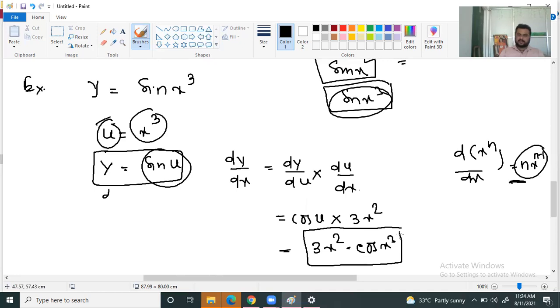If a simple function like sin x, cos x, e to the power x is given, then you can easily find it by using the direct formula. But here we are using that formula in a different way. Okay. Next example.